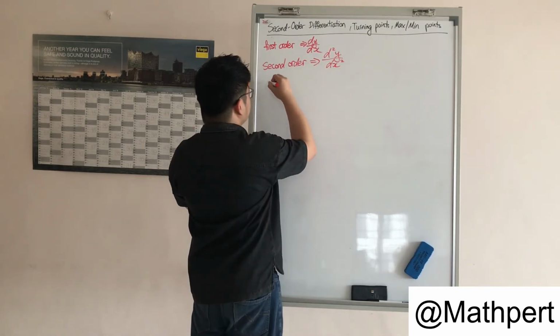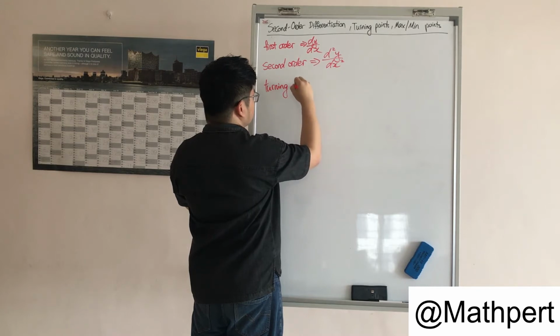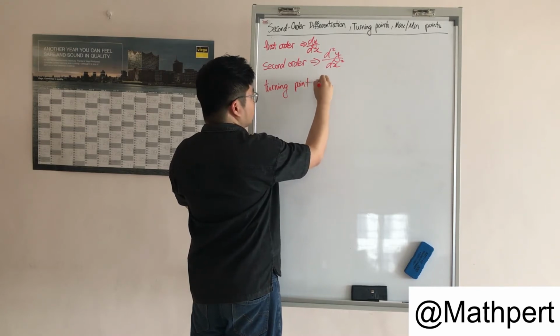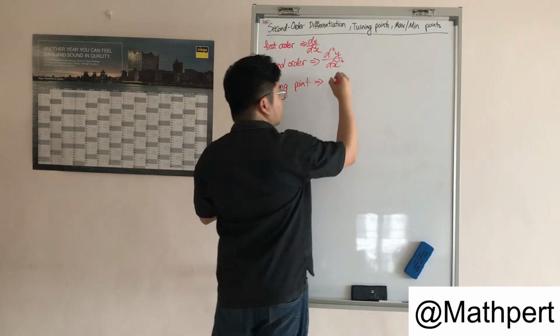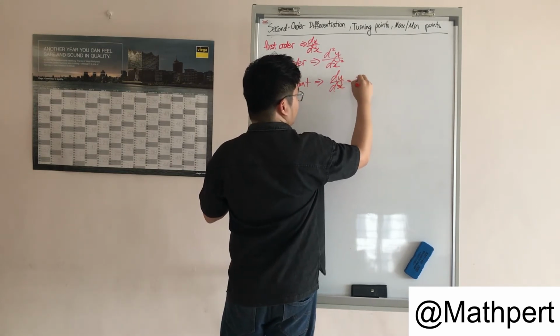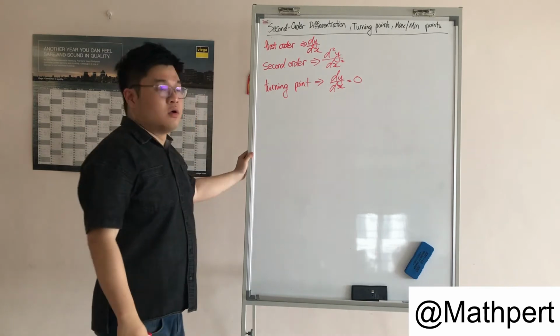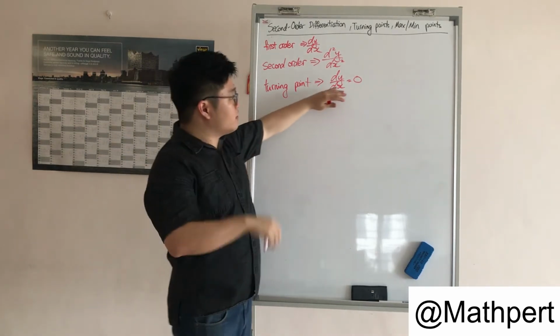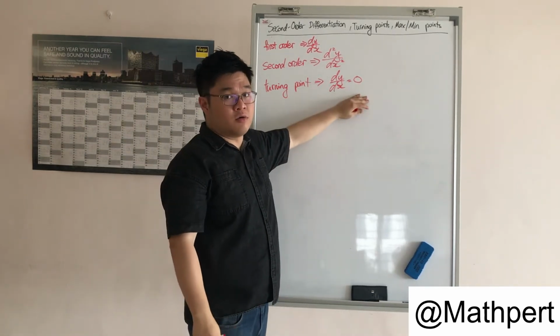turning point meaning dy/dx equals to 0, meaning the gradient is equals to 0.